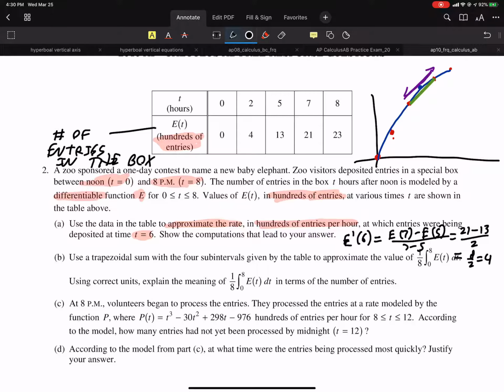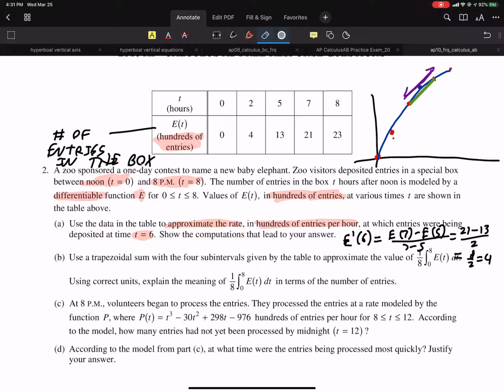All right, so that's part A. Pretty easy one. That was worth 1 point. Wow, aren't you excited? You got 1 gigantic point there. All right, let's do part B.